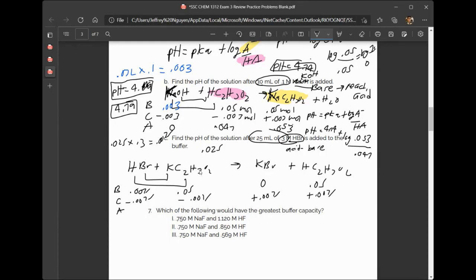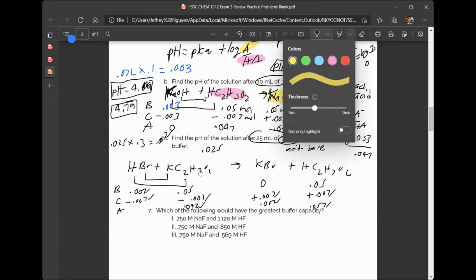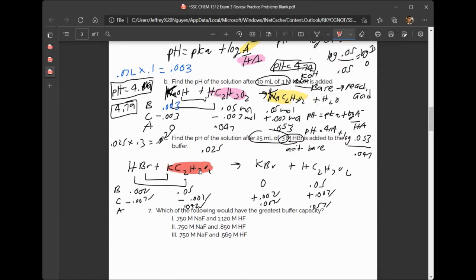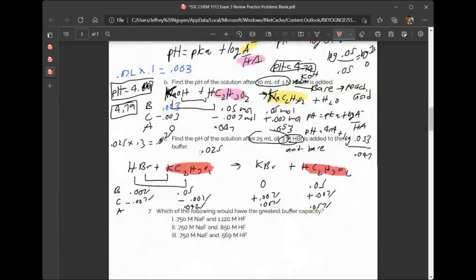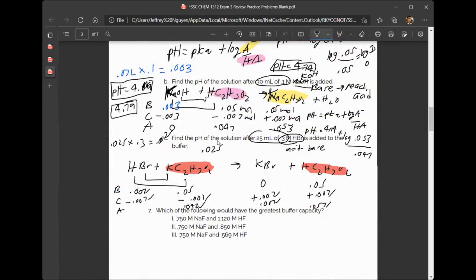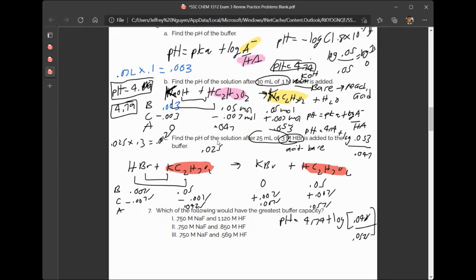So after the change row, we get for K, 0.0425, then we have 0.0075 for here, and then 0.0575. I notice in solution I have the base and the conjugate acid. We also have a Ka, which was given up there. So we have to do the pH formula for the HH equation. pH is equal to 4.74 plus log of 0.0425 over 0.0575. I'll go ahead and do that number as well, so you guys can do it as well.